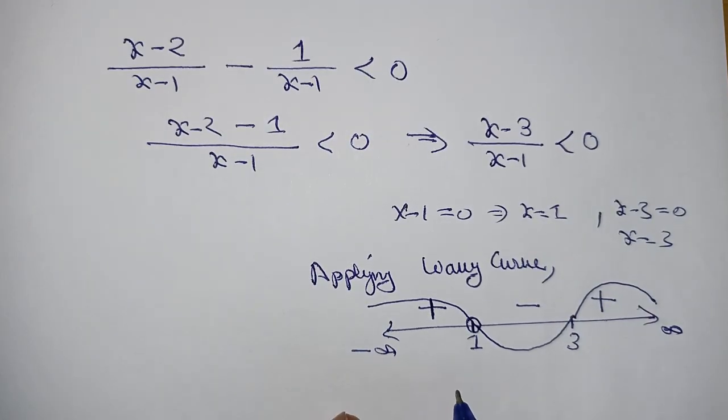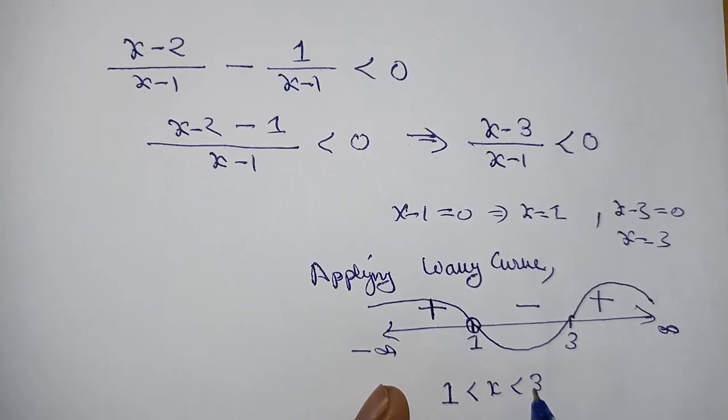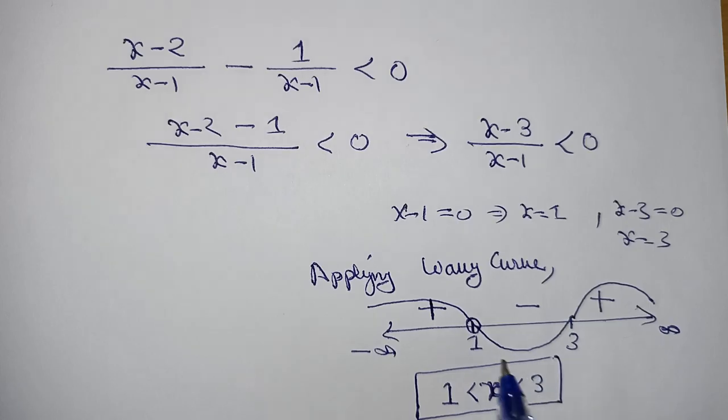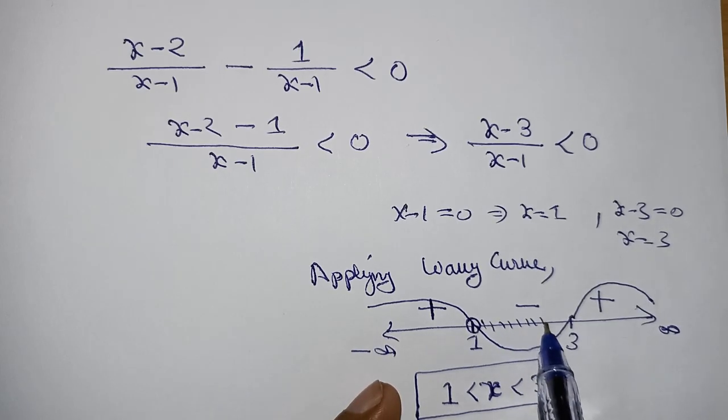That means x will be greater than 1 and less than 3. So this is the range of x, that means x lies between 1 and 3. So all values that lie between this will be the answer of this inequality.